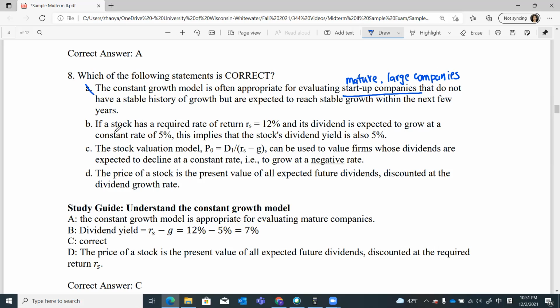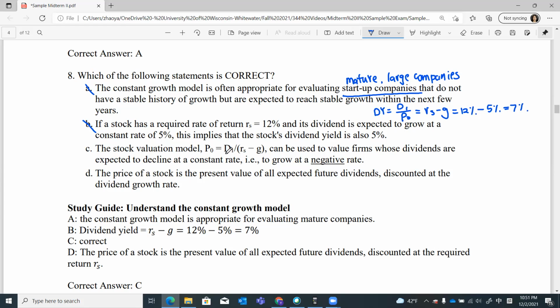Choice B, if a stock has a required return of 12% and its dividend is expected to grow at a constant rate of 5%. This means that, remember, dividend yield equals to D1 divided by P0 equals to RS minus G equals to 12% minus 5% equals to 7%. So the dividend yield of this stock will be 7%.